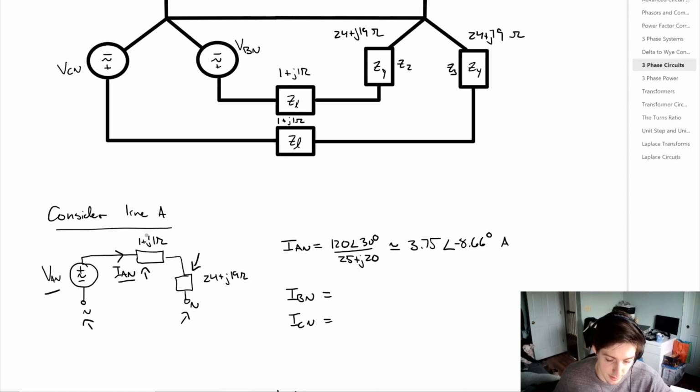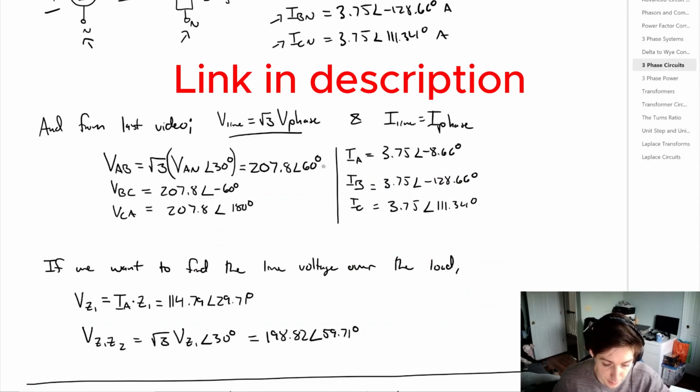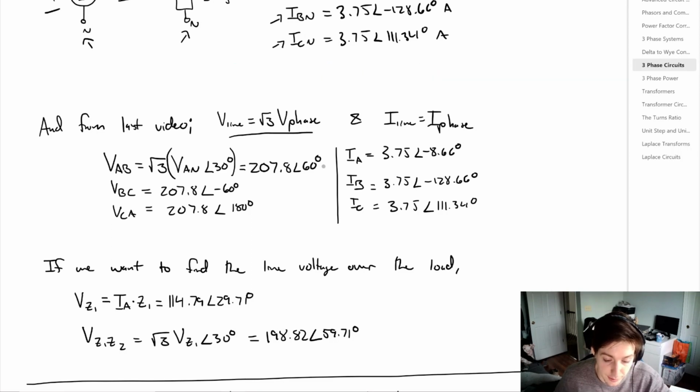So we can simply say that IAN is equal to 120 volts with a phase angle of 30 divided by 25 plus j20. And with a little bit of math, we simply say that that's equal to approximately 3.75 amps with a phase angle of minus 8.66 degrees. Now, because we are positively sequenced in this three-phase network, we know the phase relation between IBN and ICN. And from the last video, we know we have this relation for Y networks for the line and phase voltages and then the line and phase currents.